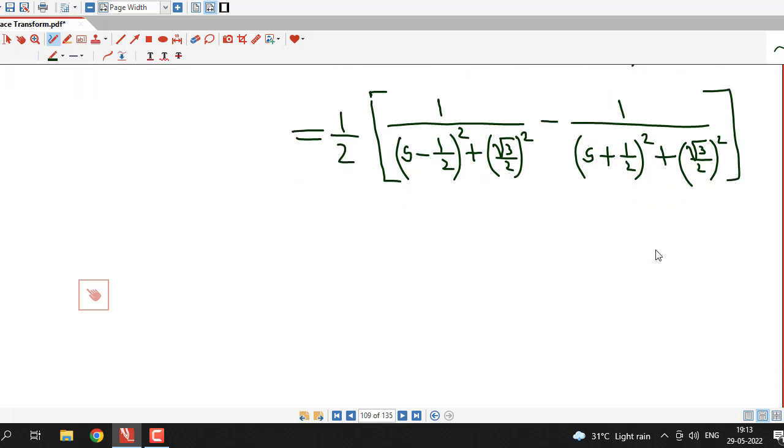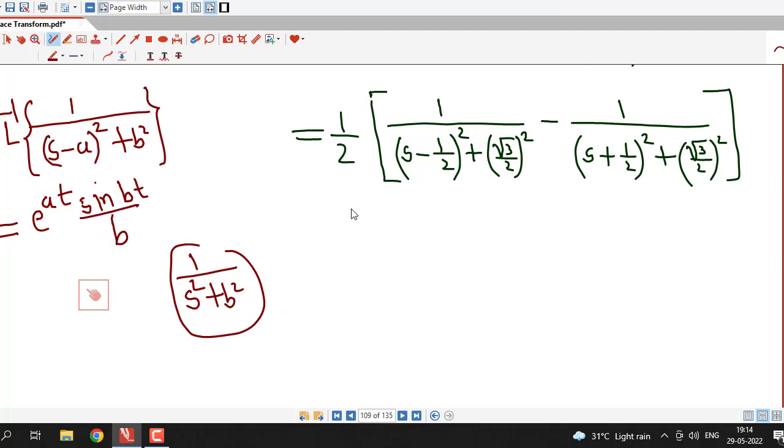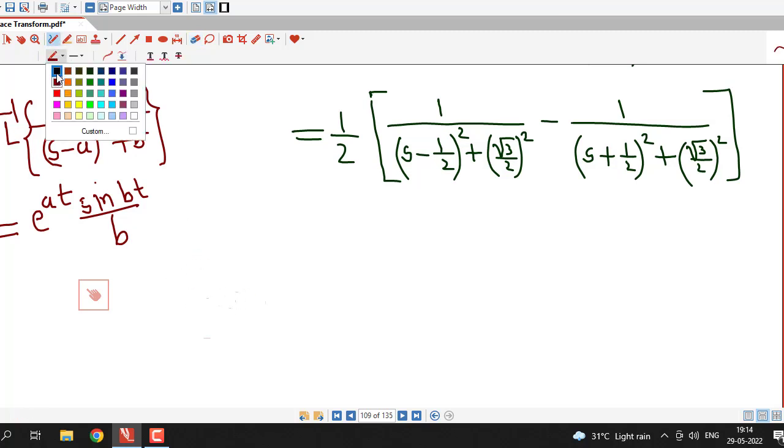Now we recall the formula for the inverse Laplace transform of this type of function. Our function is in this form: 1 divided by square of s minus a plus square of b, and we have seen this function has inverse Laplace transform, because we have s minus a, we will write e raised to at, and if we replace s minus a by s, we have 1 divided by s square plus b square, and the inverse Laplace transform of this function is sin bt divided by b. So we will apply this formula here, and we will be able to write down the inverse Laplace transform.